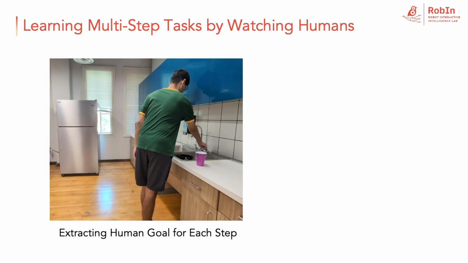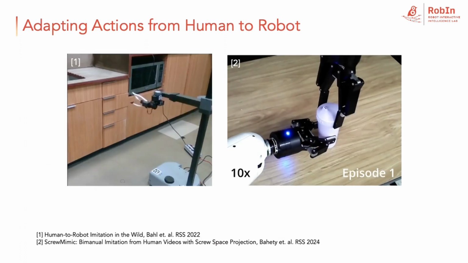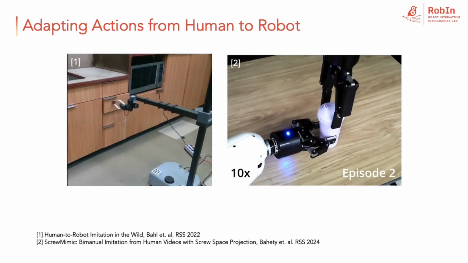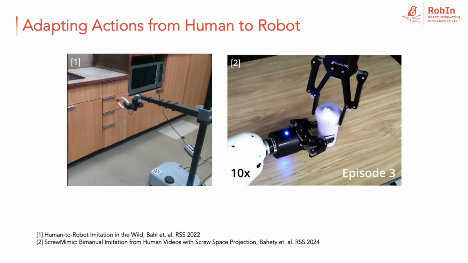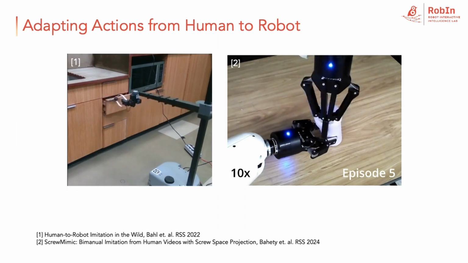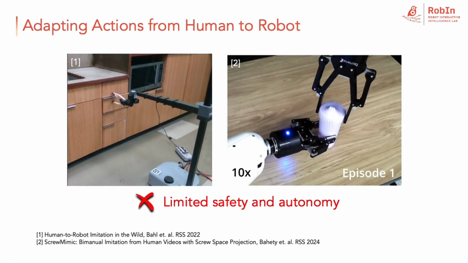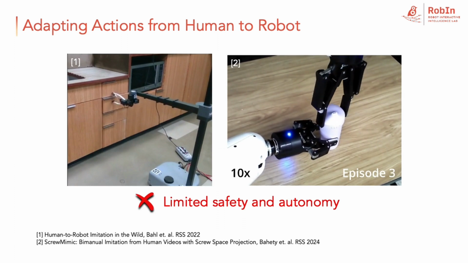This requires understanding the goal of the human for each step and adapting the motions of the human to the robot. Some prior works have focused on adapting the extracted actions from the video to the robot's embodiment. For instance, in our previous work, ScrewMimic, we enabled the robot to define bimanual actions in the real world. However, during the refinement procedure, the robot would often reach unsafe states, forcing me to press the e-stop, and would require me to reset the environment after each episode.